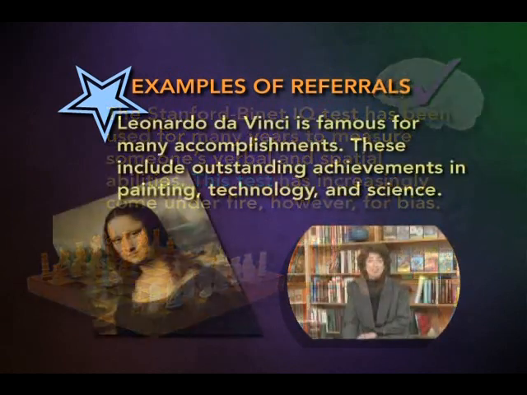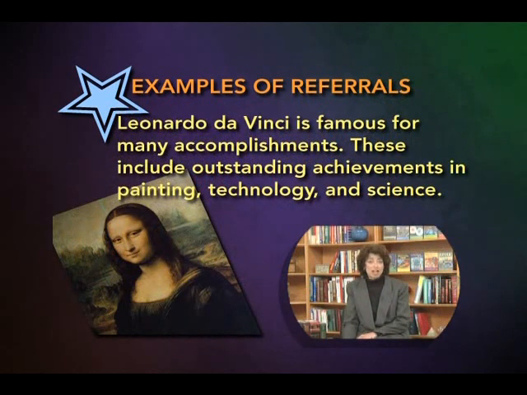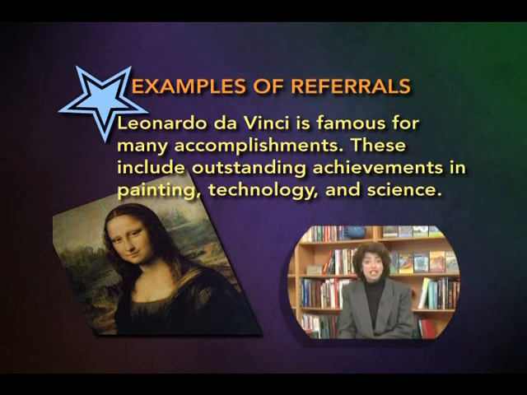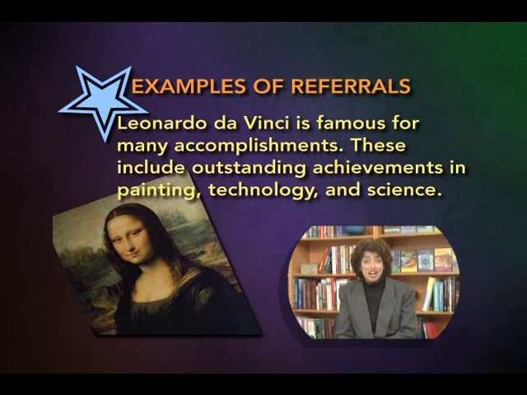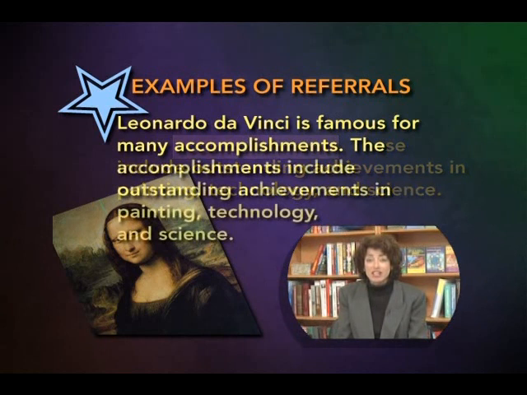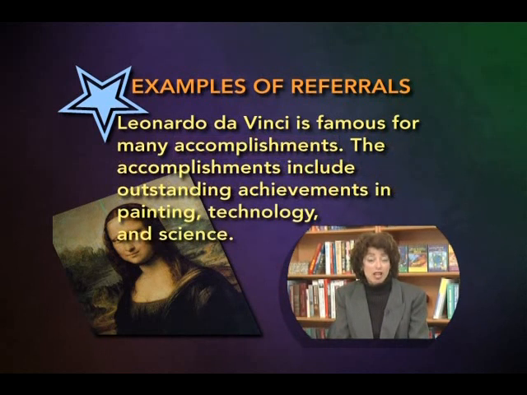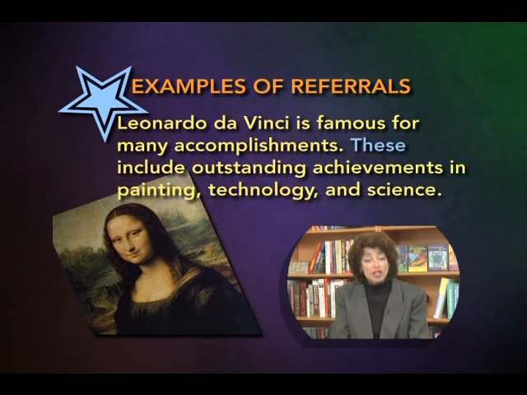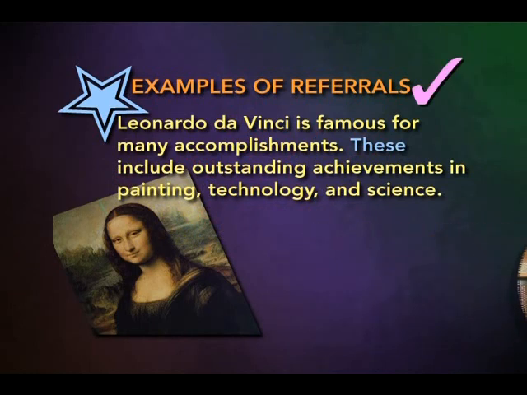Here's another example. Leonardo da Vinci is famous for many accomplishments. These include outstanding achievements in painting, technology, and science. I don't want to repeat that word accomplishments. I don't want my sentences to sound like this. Leonardo da Vinci is famous for many accomplishments. The accomplishments include. That sounds very jarring and not so smooth. So instead of repeating accomplishments, I'll use these. By using the pronoun, I link my sentences, and I'm creating unity.